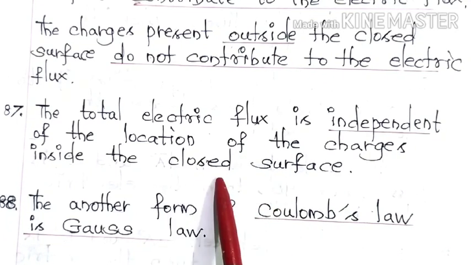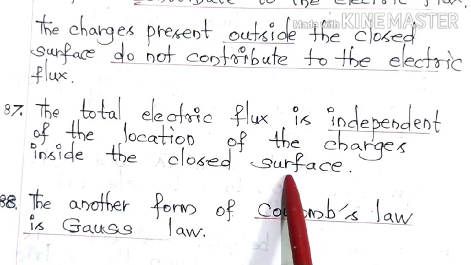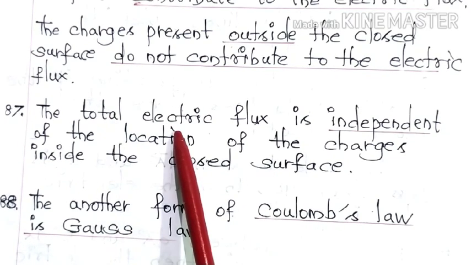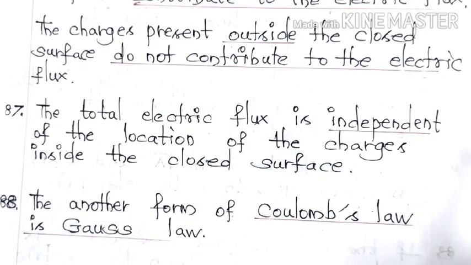Wherever the charges are located, the total electric flux remains the same. Next one. Another form of Coulomb's law is Gauss law. Gauss law is nothing but another form of Coulomb's law, which we have learnt earlier. So this video has come to an end. Let us meet in the next video with another set of questions.